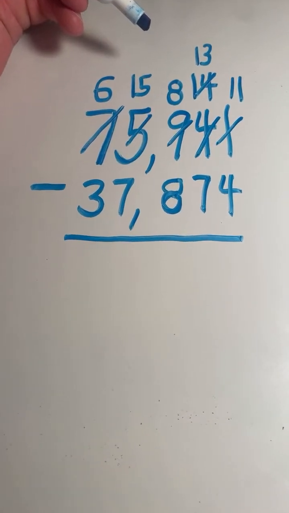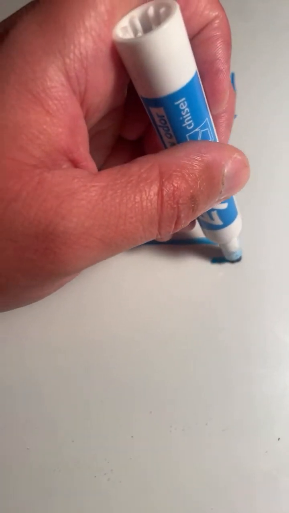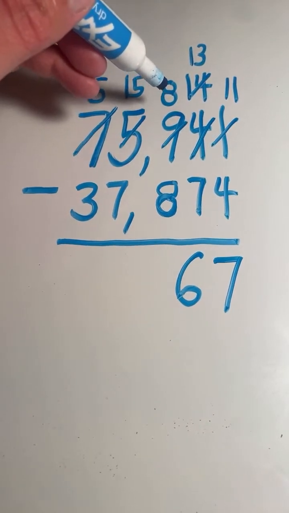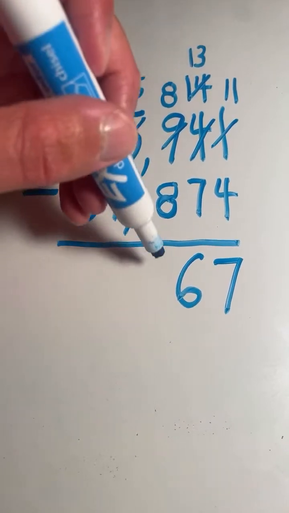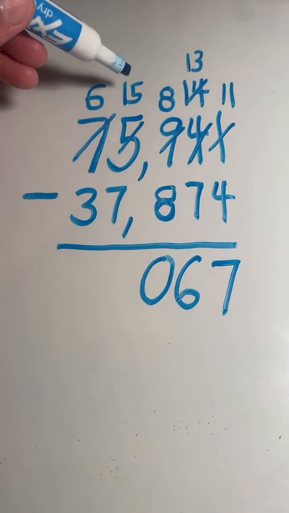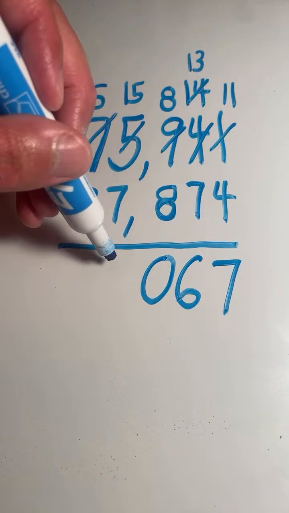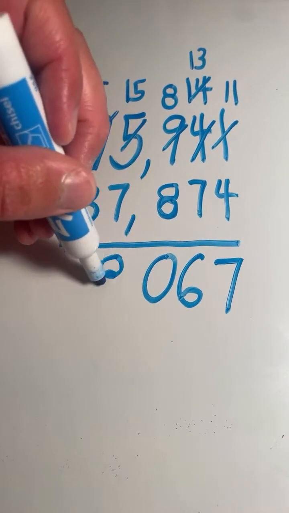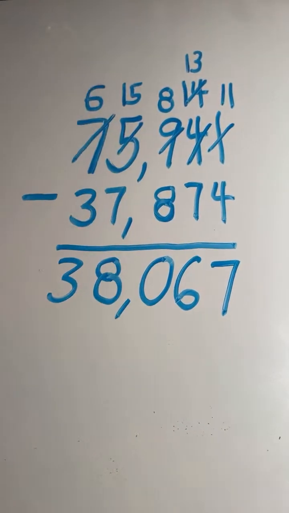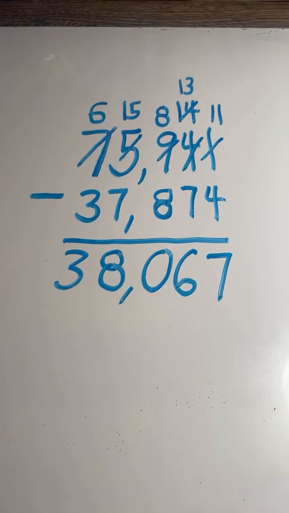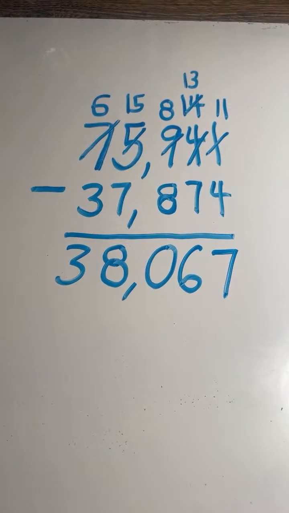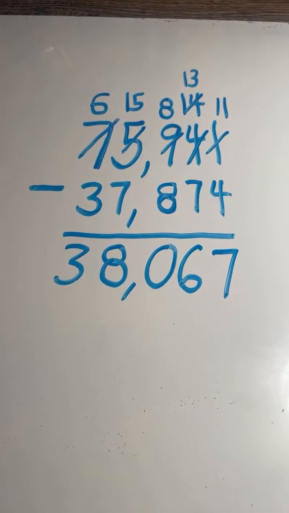And now we are ready to subtract. 11 minus 4 equals 7. 13 minus 7 equals 6. 8 minus 8 equals 0. 15 minus 7 equals 8. 6 minus 3 equals 3. And we have our final answer, 75,941 minus 37,874 equals 38,067.